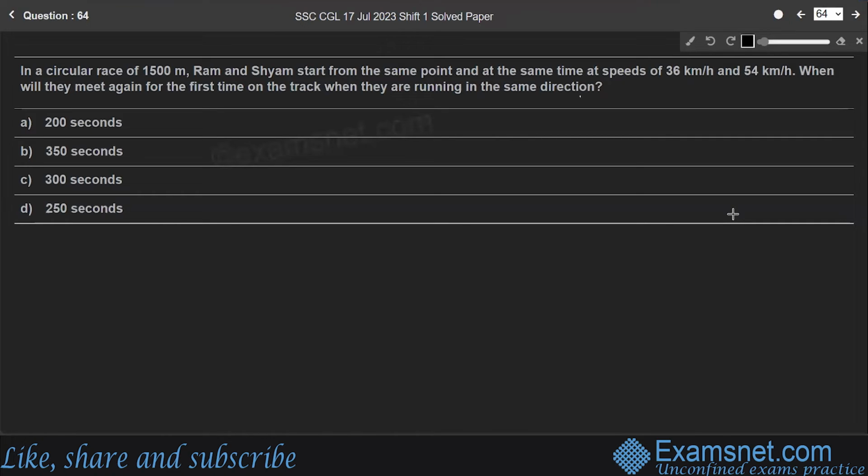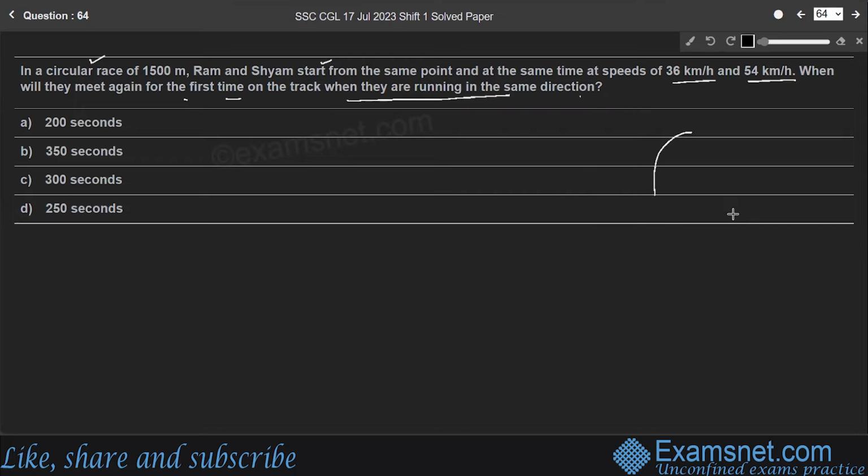Question 64. In a circular race of 1500 meters, Ram and Sham start from the same point and at the same time at speeds of 36 km per hour and 54 km per hour. When will they meet again for the first time on the track? When they are running in the same direction.